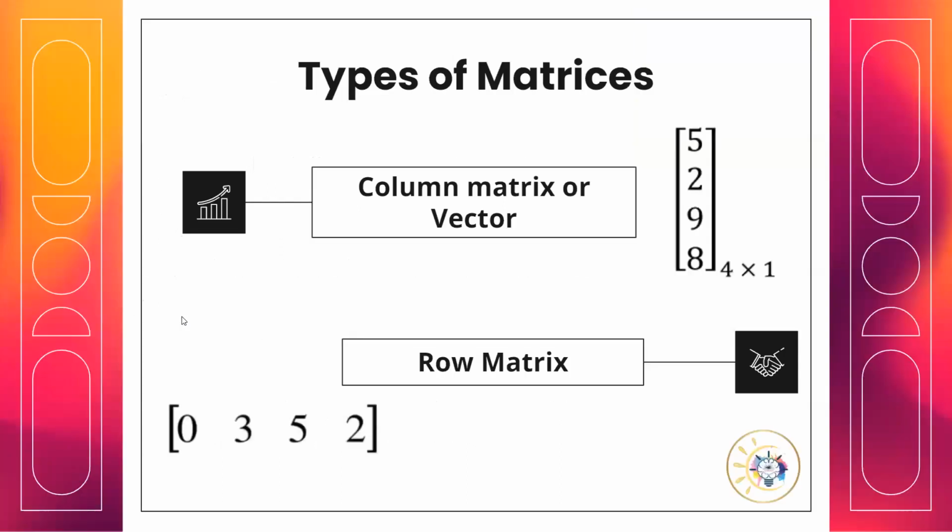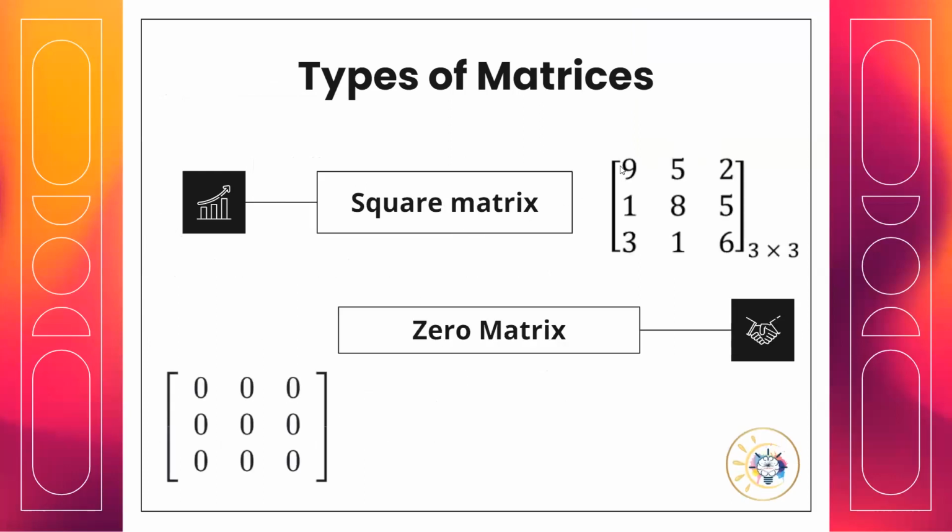Moving on to the types of matrices, a matrix with a single column is called column matrix or vector. The matrix with a single row is called a row matrix. The matrix that has the same number of columns and rows is called a square matrix, as you can see here. And the matrix that consists of 0 entries, like all of their entries are zeros, is called a zero matrix.